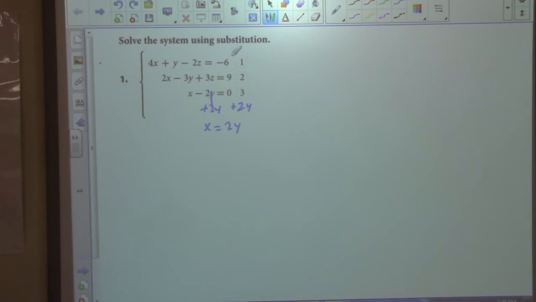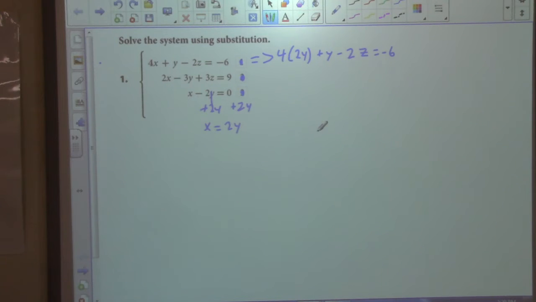So now we're going to go ahead and take this top one and use that x solved for. And by the way, these numbers here are just the numbers of the equations, like 1, 2, 3. So I'm just going to blot those out. They're not important to the solution. So in the place of x, we have 2y. So 4 times 2y plus y minus 2z is equal to -6.